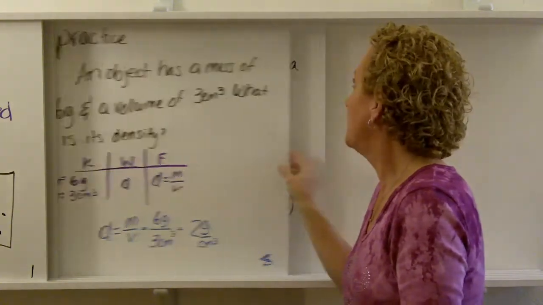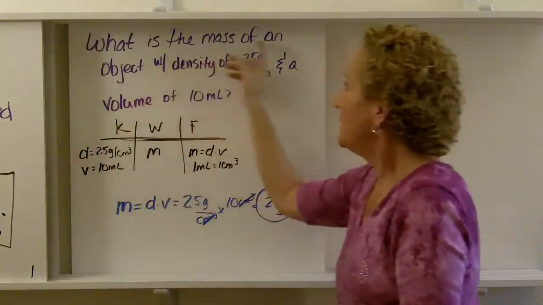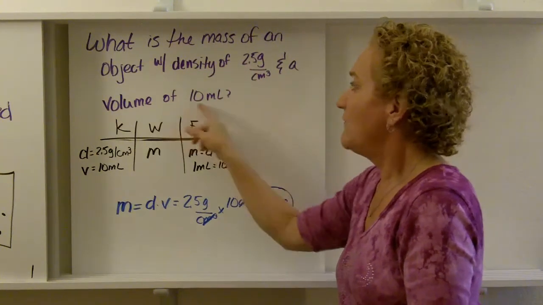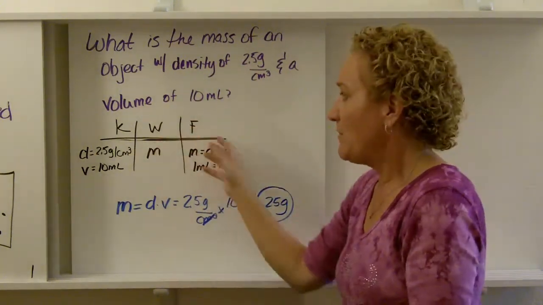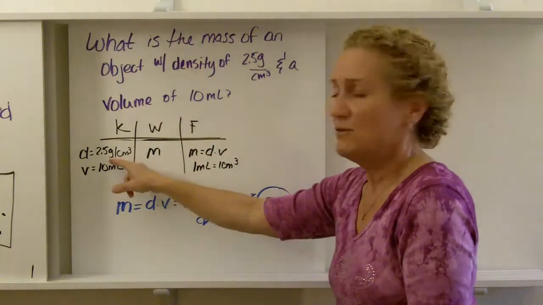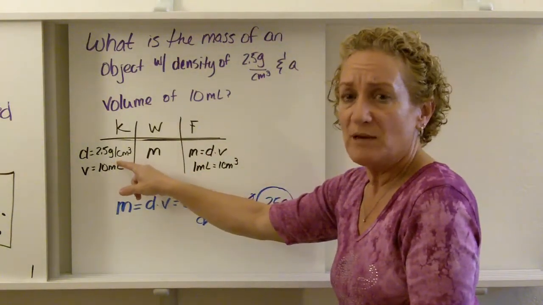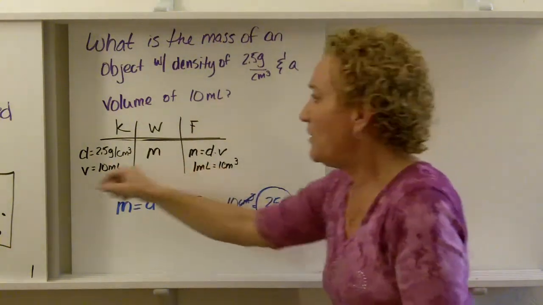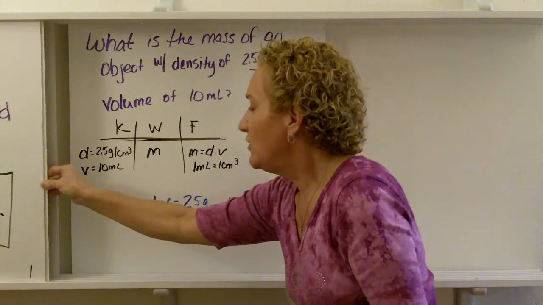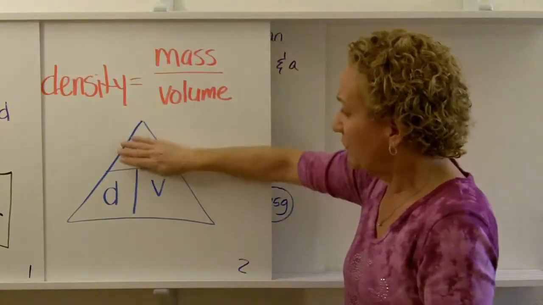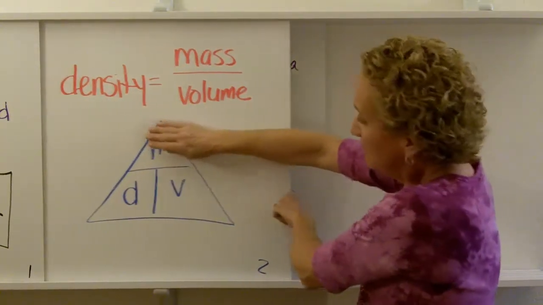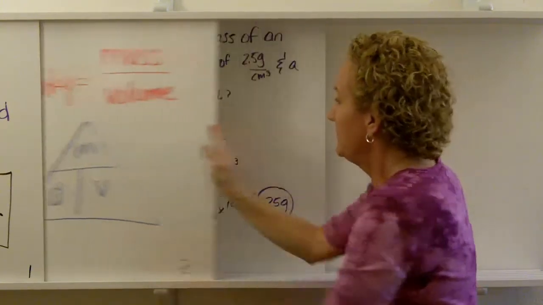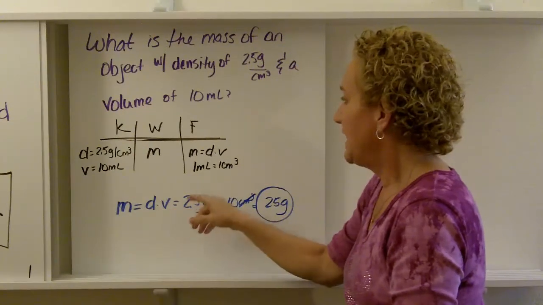Let's do one more practice problem. What is the mass of an object with a density of 2.5 grams per cubic centimeter and a volume of 10 milliliters? So I write my no wanton formula grid. I have 2.5 grams per cubic centimeter. Volume is 10 milliliters. I'm looking for mass. And I know whether I use my magic triangle or whatever I do, if I'm looking for mass, it's density times volume, okay? Mass is density times volume.